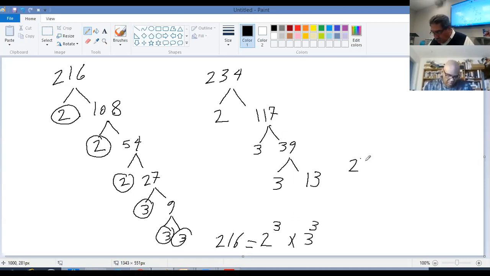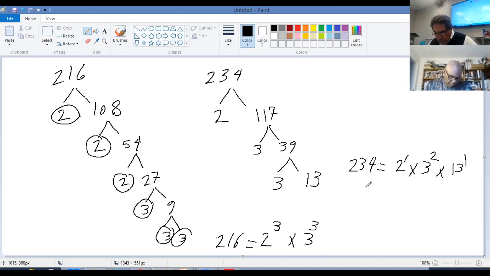So 234 can be written as 2 to the power of what? 1, because I only have one 2. Okay? 3 to the power of what? 2. 13 to the power of what? 1. So I write it like that. So now you want to find the GCD. I'm sorry? Yeah, you can put the 1 or not put it, doesn't matter.